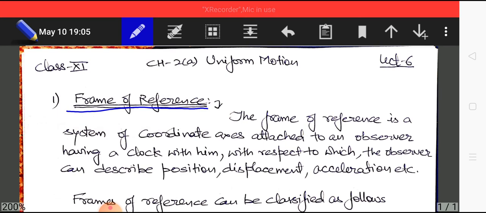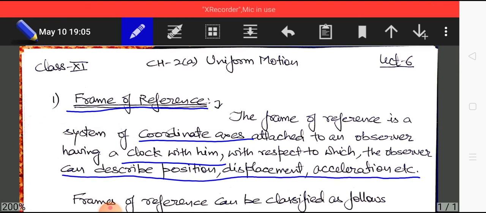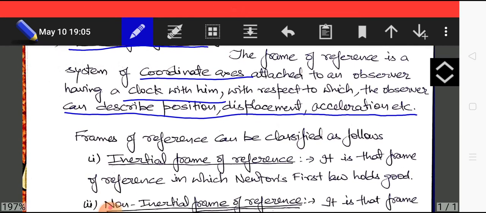And second point, in this frame of reference, the observer must have a clock with him so that he can know at what time what is the position of the object which he is observing. So the frame of reference is a system of coordinate axes attached to an observer having a clock with him, with respect to which the observer can describe position, displacement and acceleration, etc.